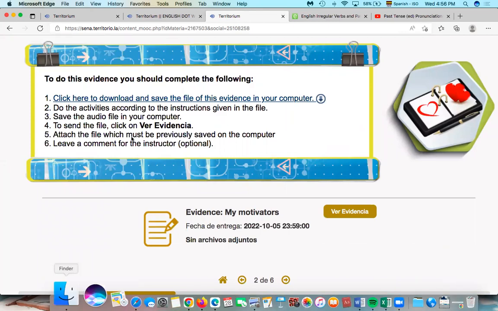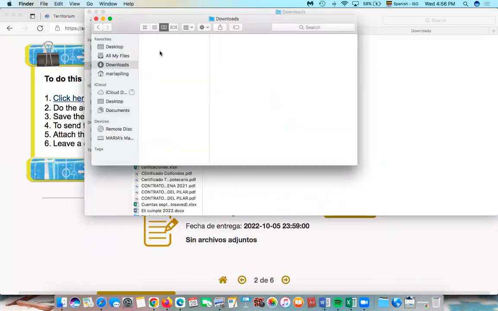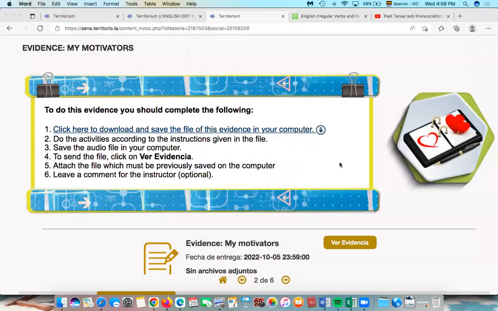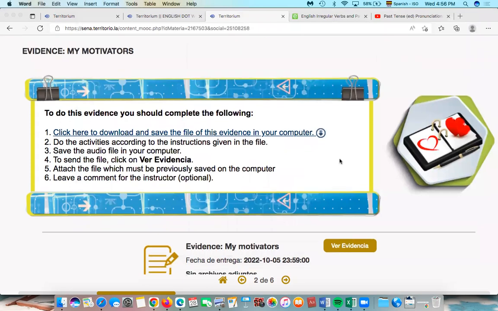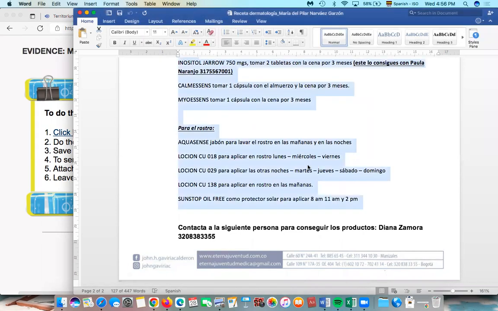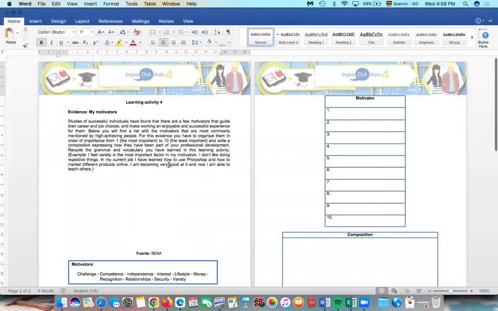So I'm going to open the file here. My motivators. In this it's like you need to categorize certain topics, you see, okay? You can look in here a treatment that I have for my skin. But yeah, it's taking some time. Just give it a second. Okay, now you have it.